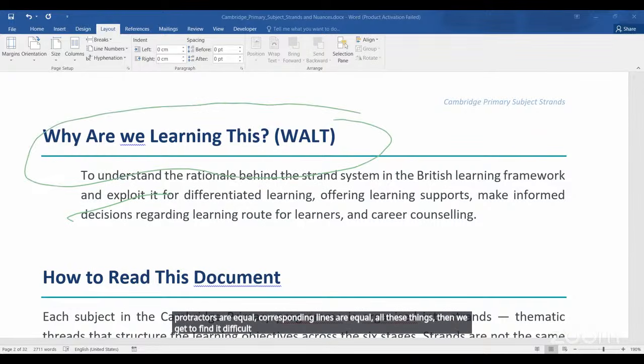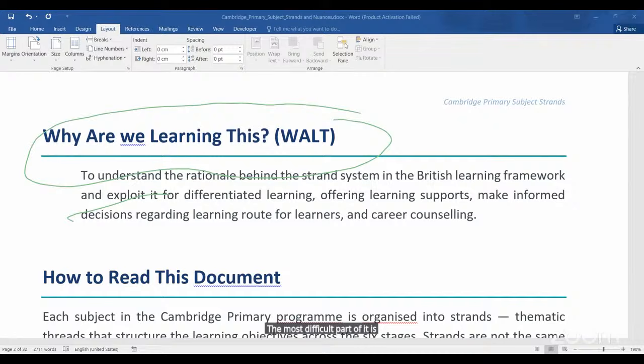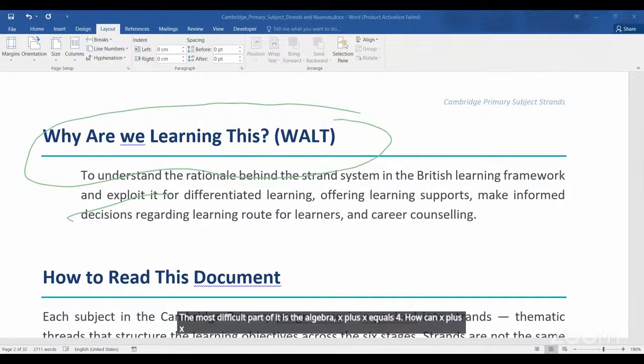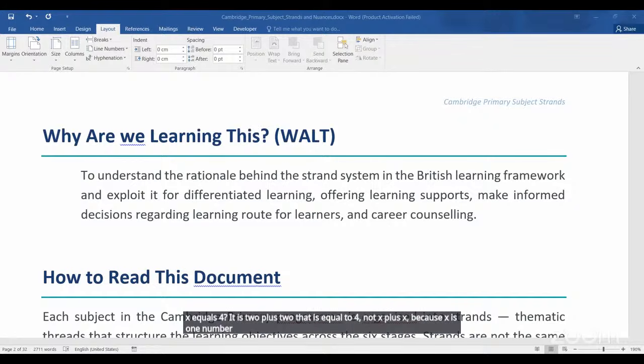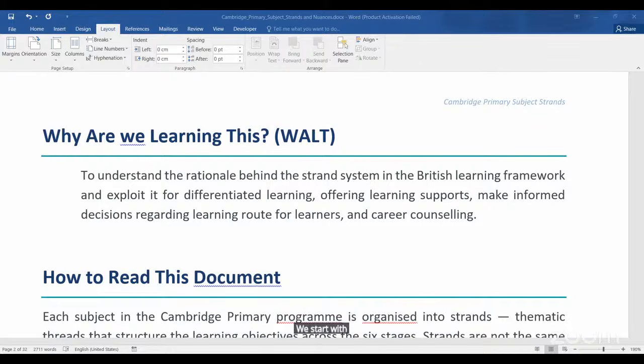The most difficult part of it is algebra. x plus x equals 4. How can x plus x equal 4? It is 2 plus 2 that is equal to 4, not x plus x, because x is not a number. We struggle with that. So they divided mathematics based on themes, based on how they go together.